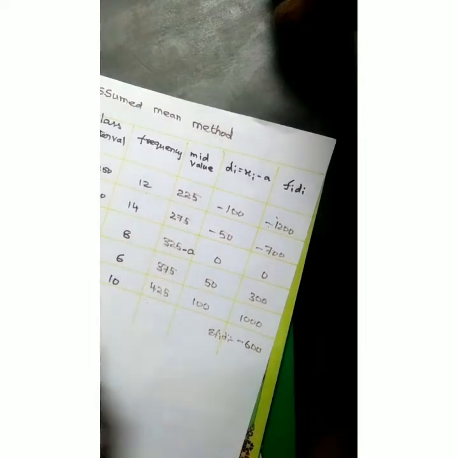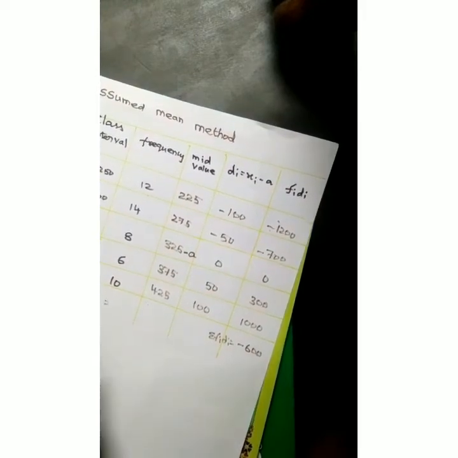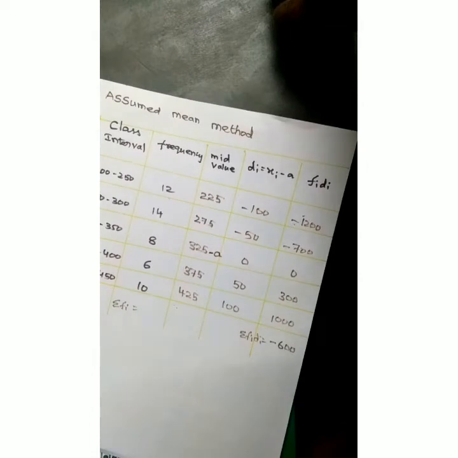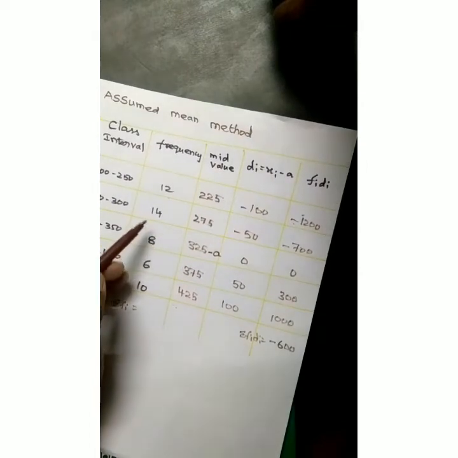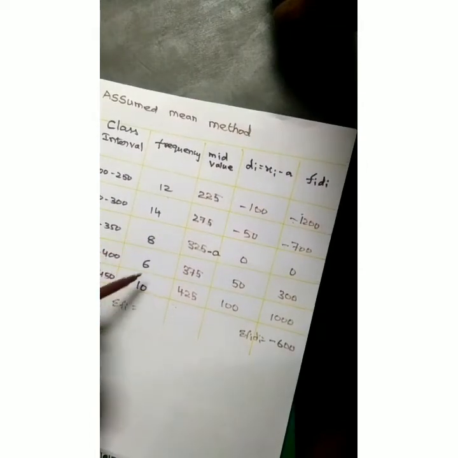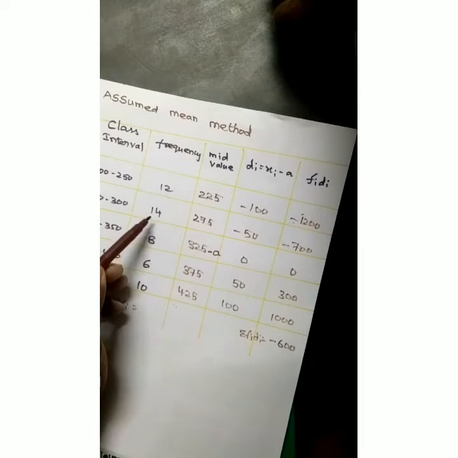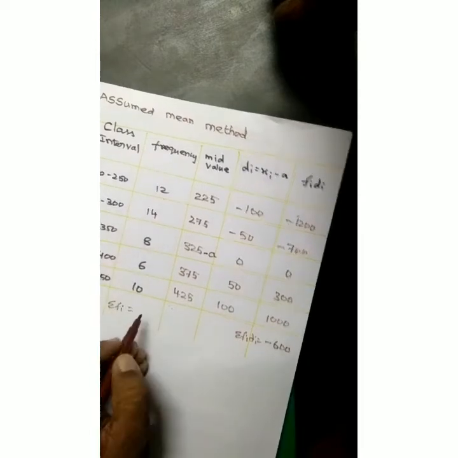So we have to find sigma fi. Sigma means the sum of frequencies. 12, 14, 8, 6 and 10. 12 plus 14 is 26, plus 8 is 34, plus 6 is 40, plus 10 is 50.